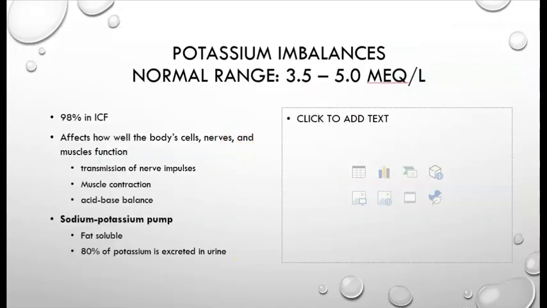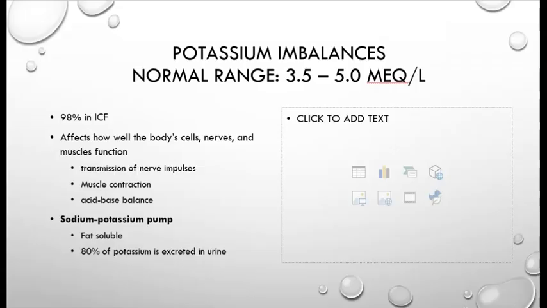So next we're going to talk about potassium imbalance. This is primarily an intracellular electrolyte that assists with cellular metabolism and cardiac neuromuscular function. Normal levels are 3.5 to 5.3. To keep in balance, this must be replaced through diet daily, and most all foods are going to contain potassium.